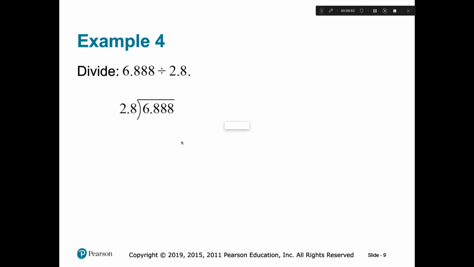I cannot divide with a decimal hanging out here, so I have to move it over and make this new number 28. However many places I move that, I also move this decimal. So I slide it over 1 as well. At this point, I like to take the time to put my decimal right up here so I don't forget where it goes, so I don't get confused. Now I'm working with the number 28 out here. 28 goes into 68 how many times?